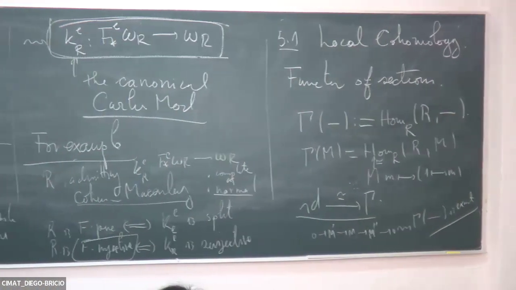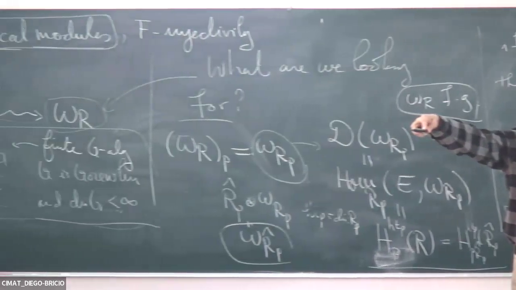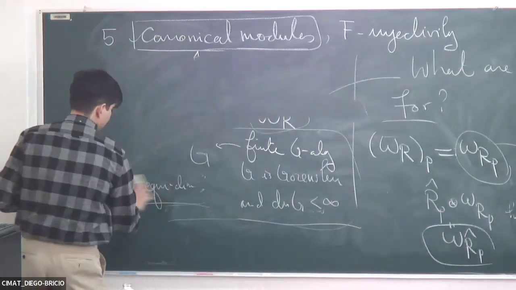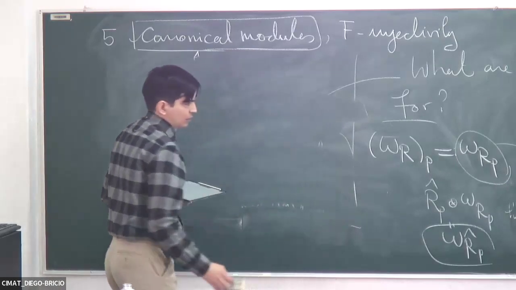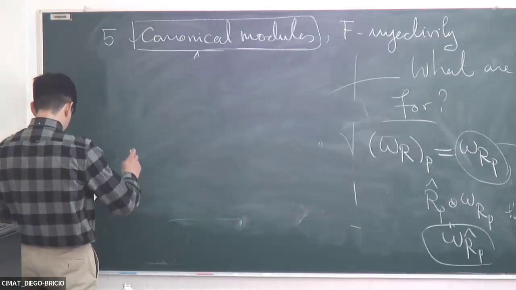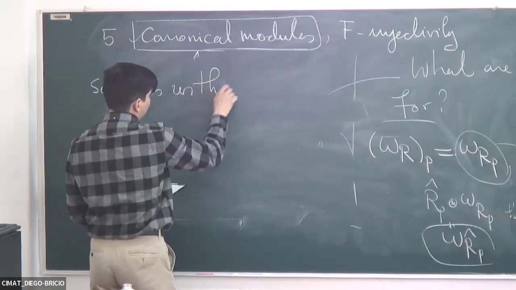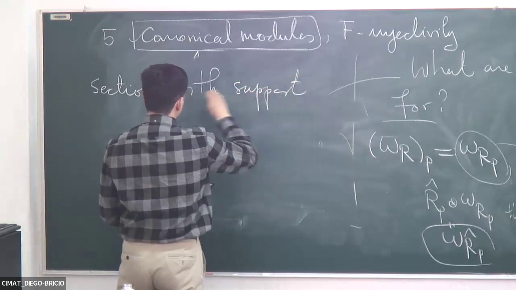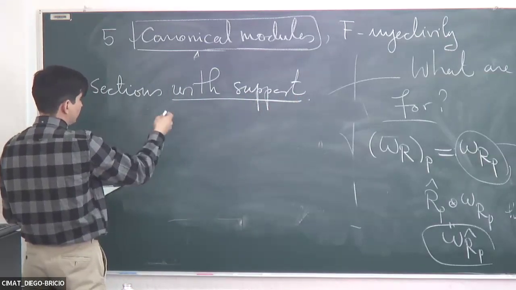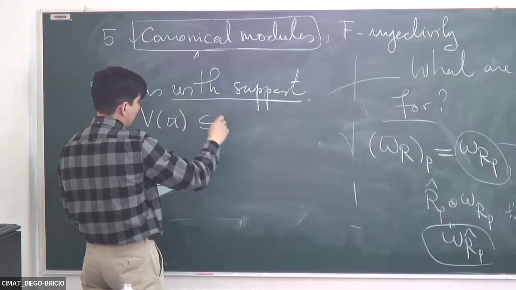So to make it more interesting, we have to take support. So we're going to take a little alteration of this functor, which is taking supports. So we're going to take the functor of sections with support. That's what you need to make this not trivial. Okay, so it has to be with support somewhere, and that somewhere has to be a closed subspace or subset of the spectrum of R.